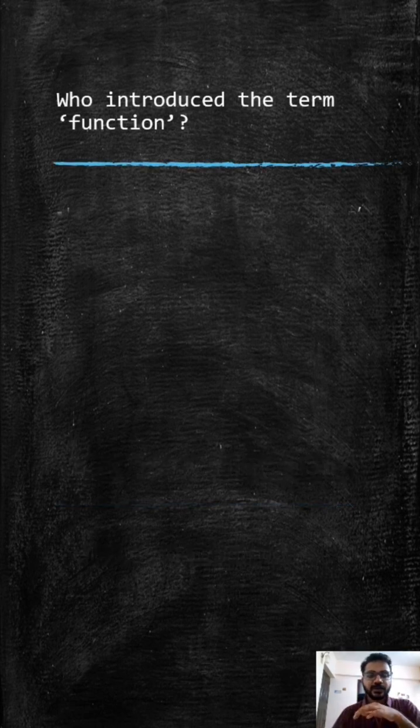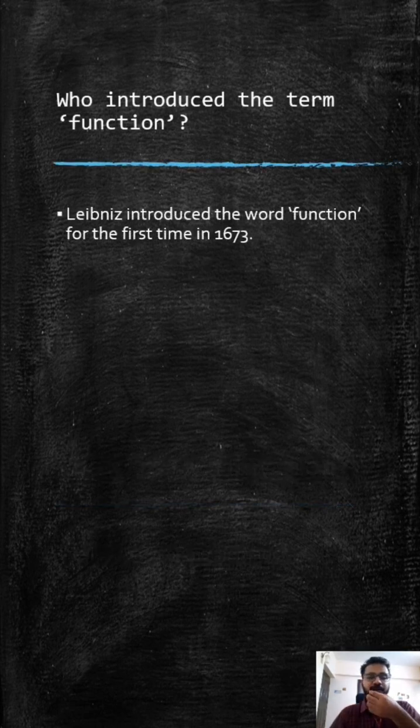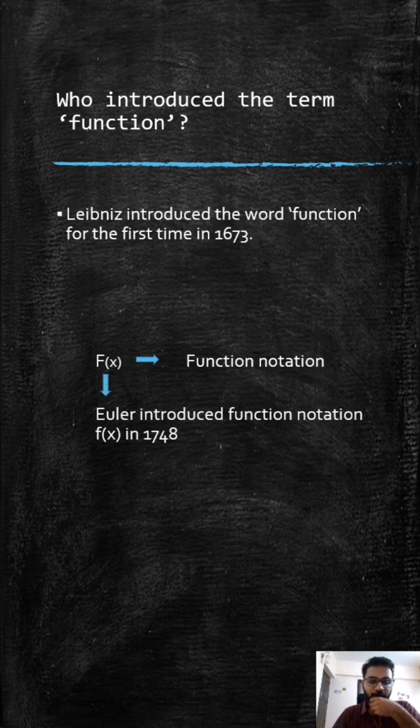Let's start with a little history. The term function was first introduced by Leibniz in 1673. And you can see here the notation f of x for function notation was popularized by Euler in 1748. So that's a little history behind the word function.